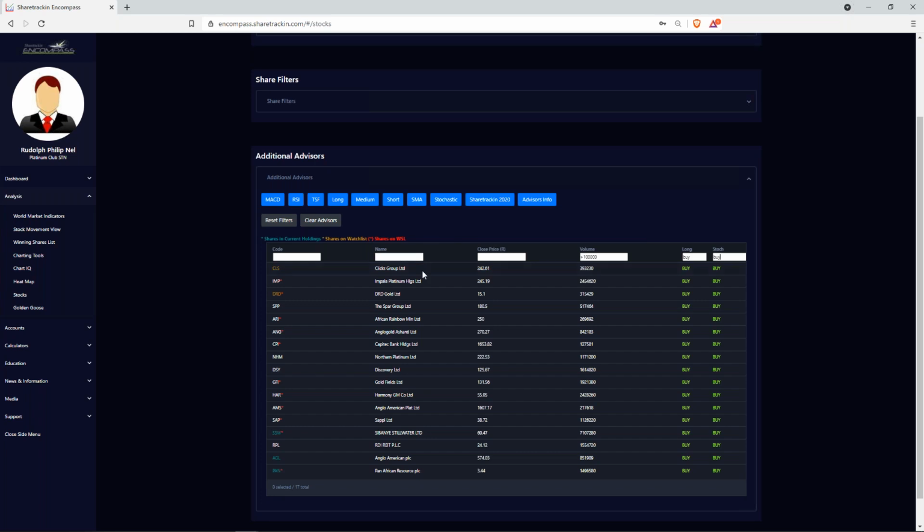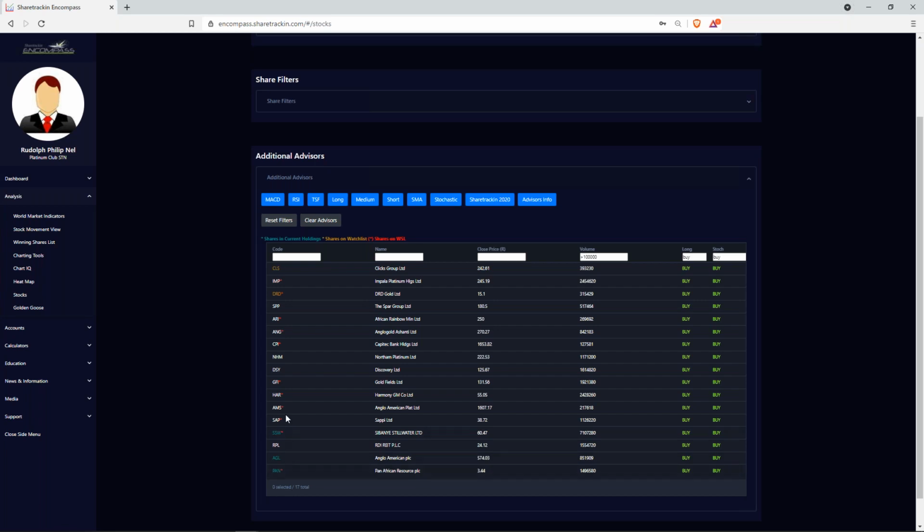Right at the top here, we've got Clicks Group Limited, then Impala, or DRD, the Spar Group, and so on. So we've got a few shares that we can work with. Right at the top, it will give you star signals. The first star signal is shares in current holdings. So you'll see, for instance, that I've got Sibanye, Stillwater, AGL, and Pan Africa.